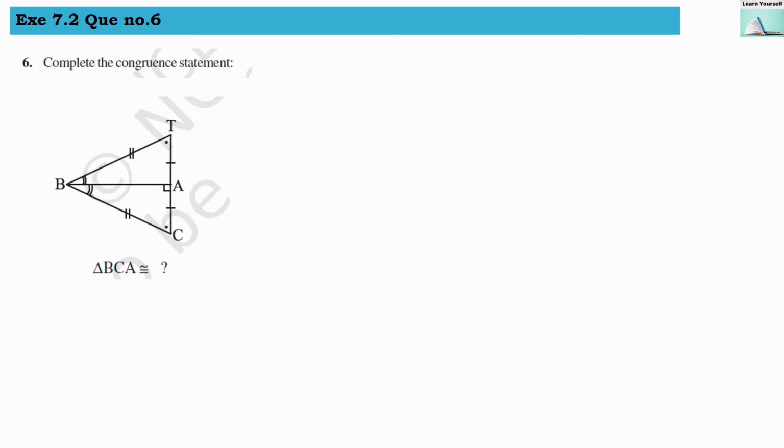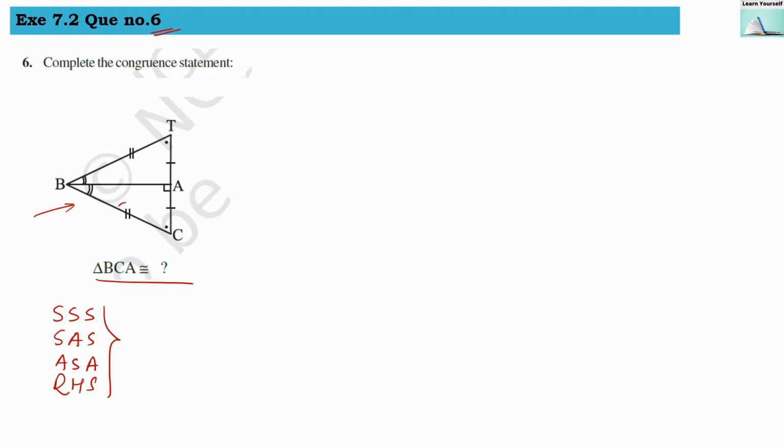Exercise 7.2, question number 6. Complete the congruence statement. So this is the figure, and as per this figure, we have to complete this congruence statement. Before this, let us revise our congruence criteria. We have 4 criteria: side side side, side angle side, angle side angle, and the last one is right angle, hypotenuse, and one of the side. So from this, which criteria will fit for this congruence? Let us check one by one.